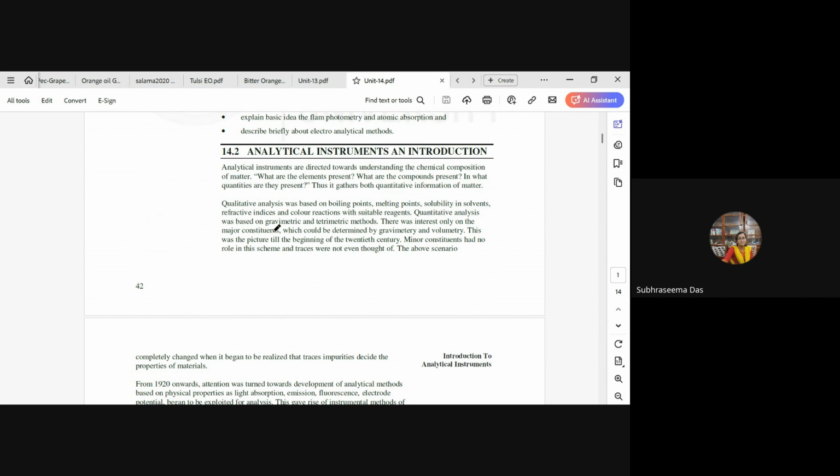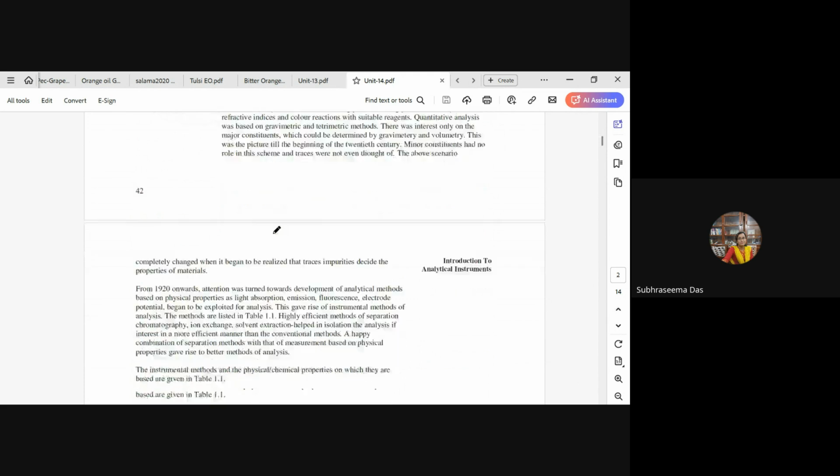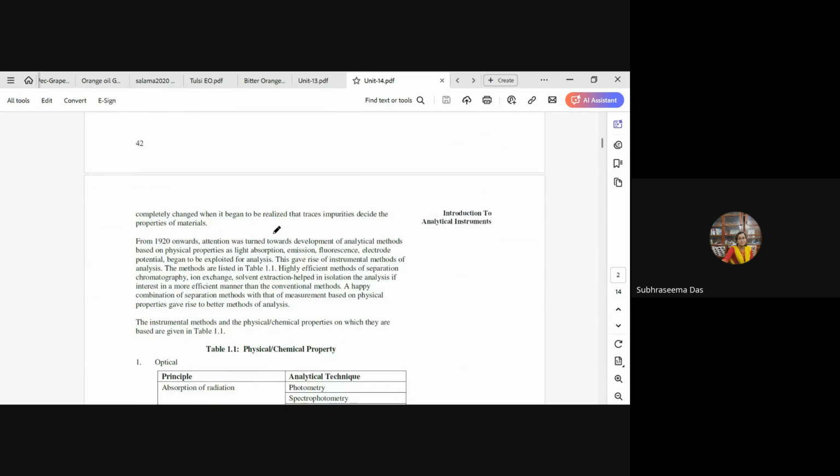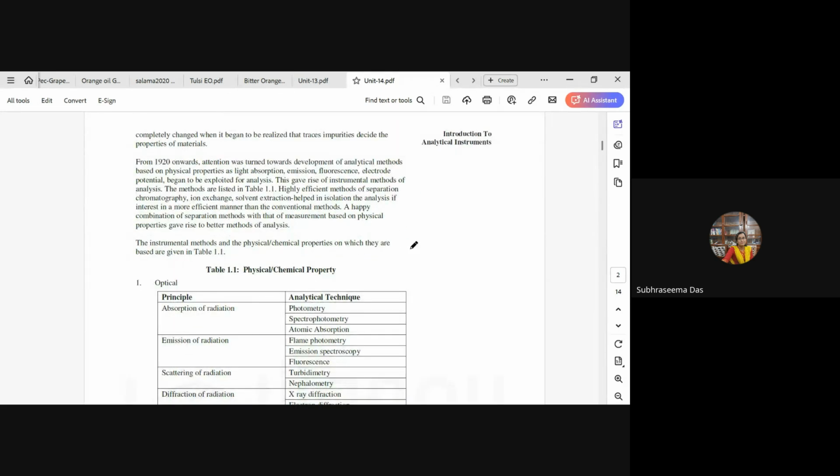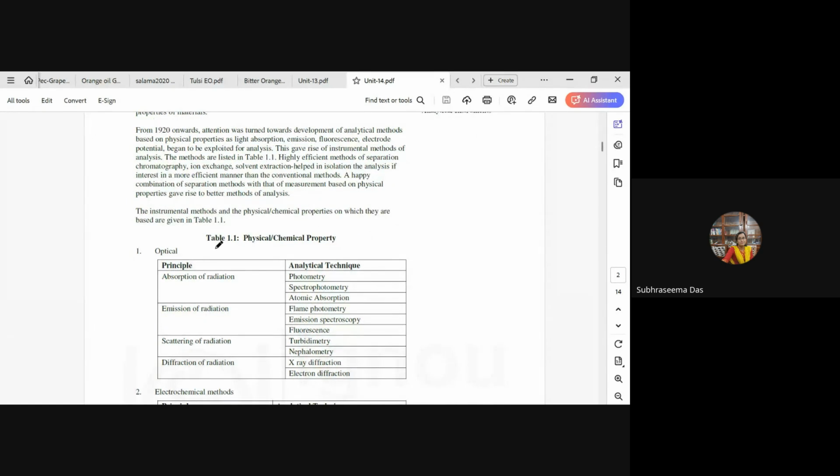So mostly the analytical instruments that we use give us an idea about the chemical composition, what elements are present, and the amount of the elements that are present inside the complex or the material. So both quantitative and qualitative analysis can be done. So the instrumental methods and the physical properties which can be identified from these instruments are given in this table.